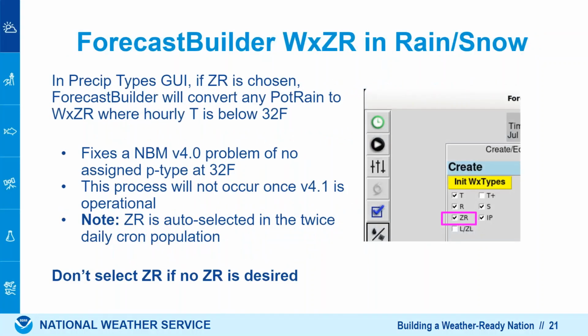Finally, with Forecast Builder, there's a freezing rain issue here. If you get, for example, rain and snow, and you see freezing rain being outputted, you can quickly get rid of that. The reason you might get this freezing rain, and it only happens with version 4.0, is that Forecast Builder combines rain and freezing rain together into one, and then splits it out based on your hourly temperature below 32. So if you don't want freezing rain as an outcome, just deselect it in the Forecast Builder GUI.